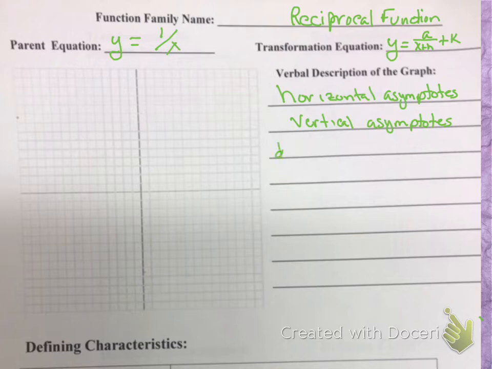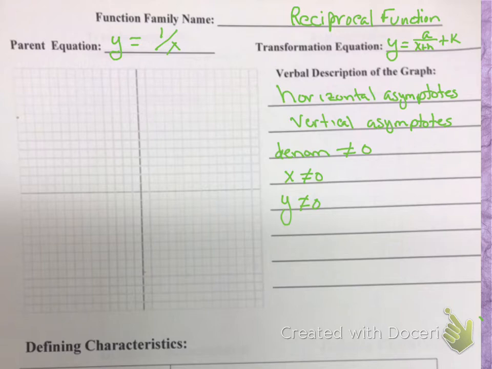And we know that the denominator can never equal 0. So that means x can never equal 0, which means we have a restriction on our domain. In addition, y will never equal 0 because a fraction is 0 when the numerator is 0. And in this case, the numerator is never 0, it's 1. So I have a restriction on our domain and a restriction on our range.